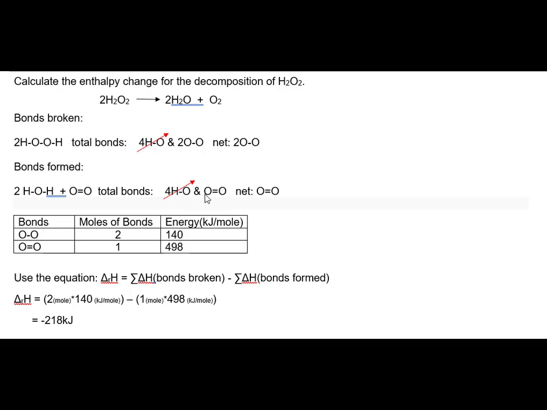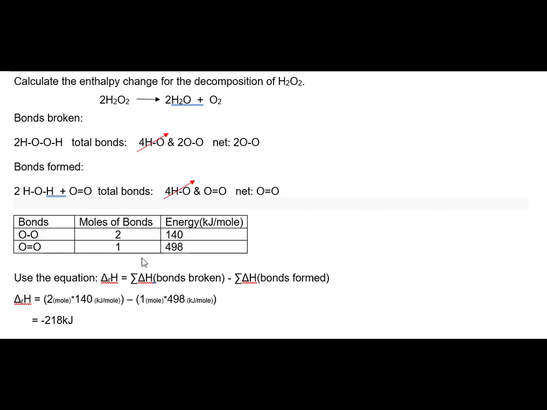So what's left? The elemental oxygen bond, which is an oxygen double bonded to oxygen. So the net, as far as bonds broken, we have 2 OO bonds, which is a single bond, and then 1 OO bond, which is a double bond. So we set up the table, and we note that in the table, looking up the bond energies, 140 and 498.